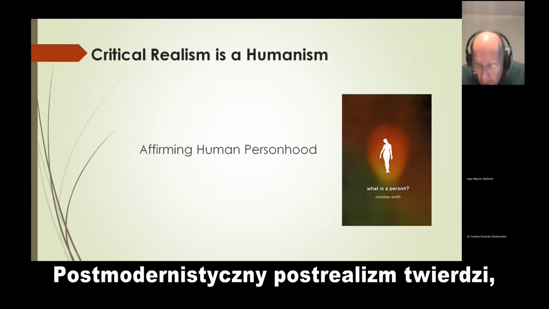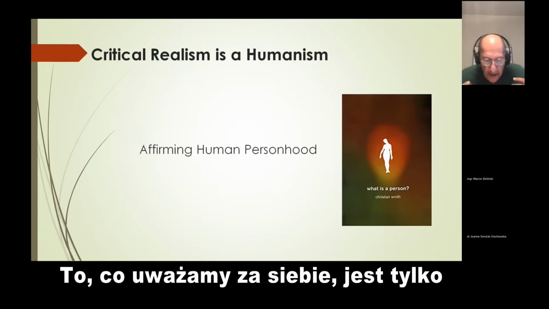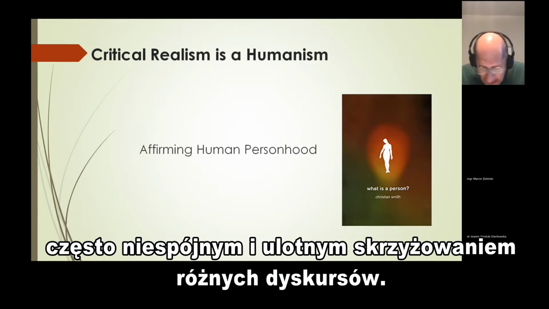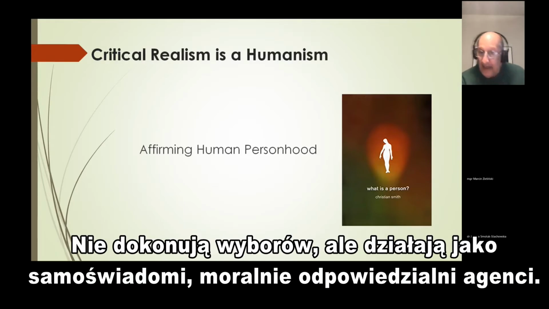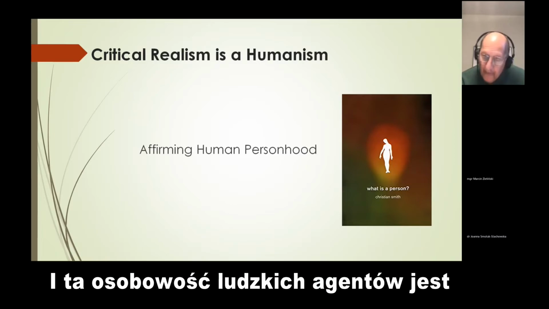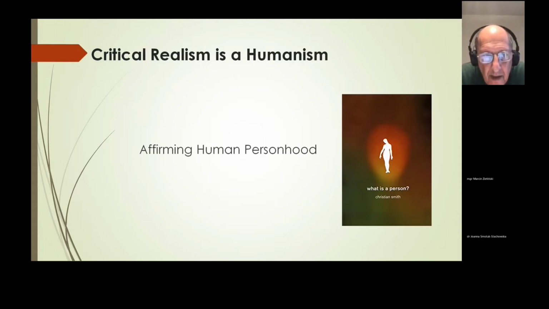Postmodern post-structuralism argues that there is no coherent self that persists over time. What we take to be ourselves is just an often incoherent and fleeting intersection of different discourses, ways of talking. Discourses, however, do not act. They don't make choices. What acts are self-conscious, morally responsible agents, and that personhood of human agents is something that critical realism strongly affirms. Next slide.